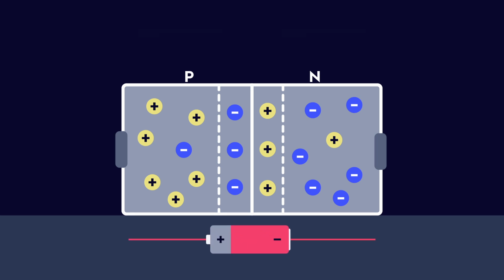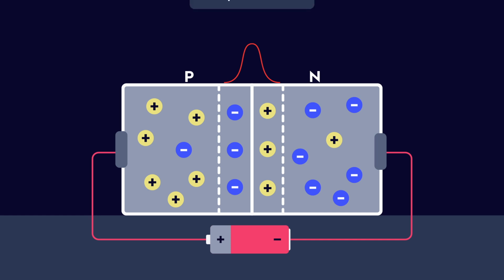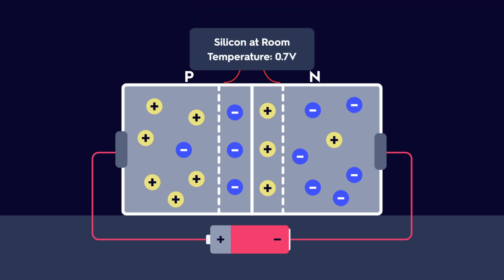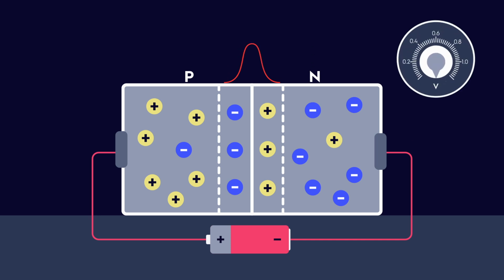To understand why current rises once we apply voltage, remember what the depletion region represents. At equilibrium, the depletion region acts like a potential barrier. For silicon at room temperature, you can think of that barrier as roughly 0.7 volts. Now, let's begin increasing the applied voltage.